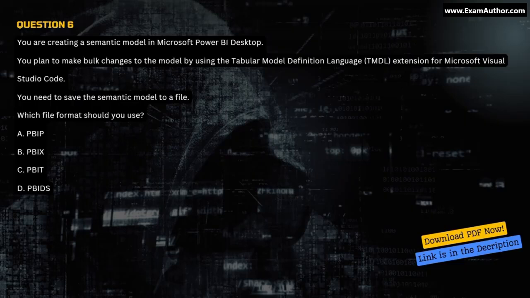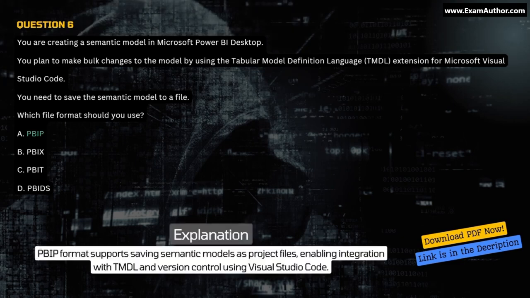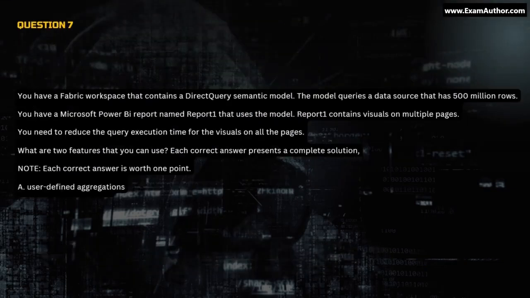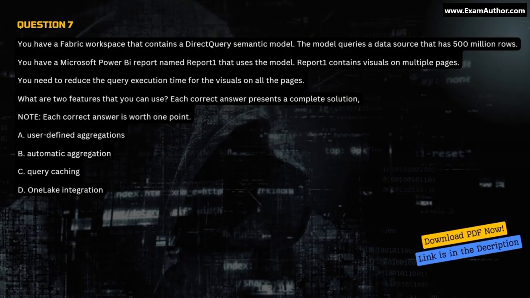A. PBIP. B. PBIX. C. PBIT. D. BIM. Correct answer: A. PBIP. Explanation: The PBIP format supports saving semantic models as project files, enabling integration with TMDL and version control using Visual Studio Code.